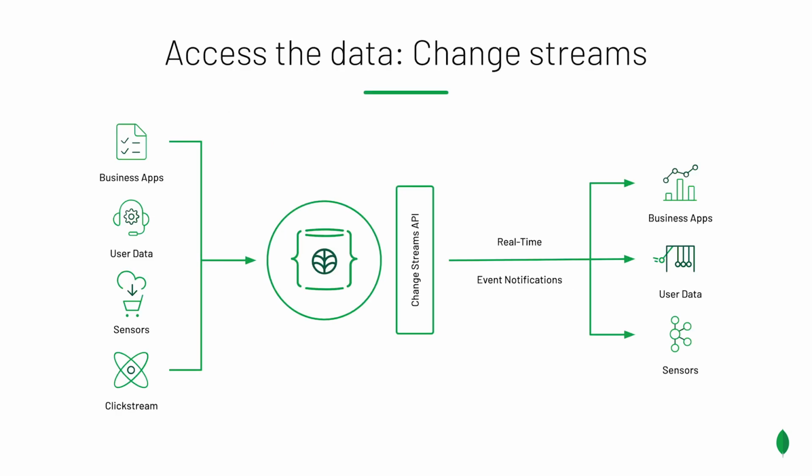MongoDB as a data platform has another useful feature, but one that's not perhaps as well known as it might be. Change streams provide a mechanism for applications to subscribe to changes whether on a single collection, a database, or an entire deployment. These are streaming as they happen to the application, so it can react immediately to them. Real-time data changes occur in a range of applications, such as business applications, user data, sensor data, or clickstream data. Change streams, and specifically the change stream API, allows for applications to access and consume these real-time event notifications.